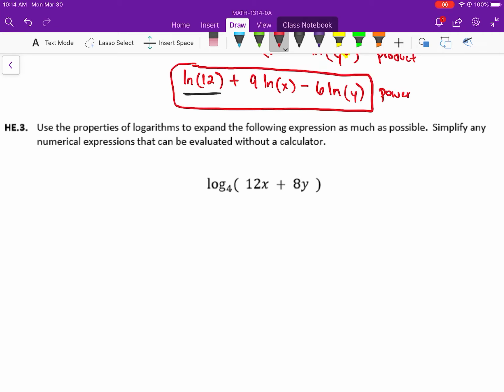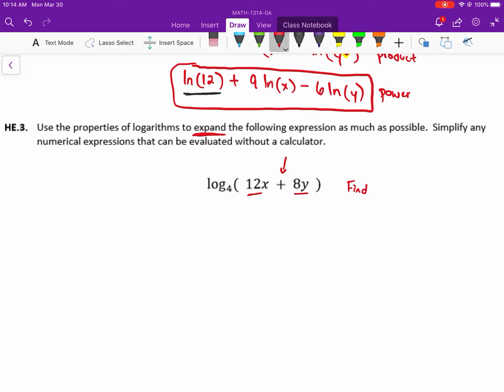All right, Hawk's example number 3. Use the properties of logarithms to expand the following expression as much as possible. Simplify any numerical expressions that can be evaluated without a calculator. Okay, now, we do see 12 times x here and we see 8 times y here, but this guy right here is a little bit of a problem. That addition statement in there. We are expanding here. Remember, we are expanding here, okay? So this addition statement is a little bit of a problem.